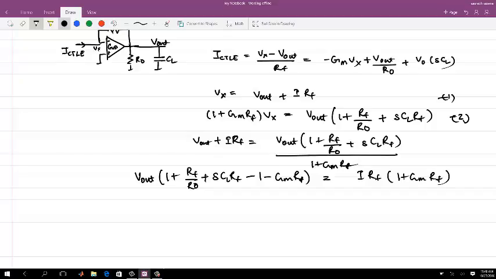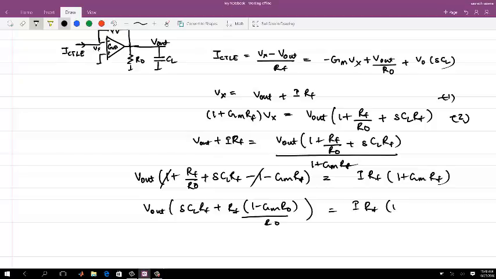Okay, this thing goes, we have Vout CLRF, now RF into 1 minus GMRO. This is 1 minus GMRO or 1 plus GMRO? Can someone check this? There's some sign error.